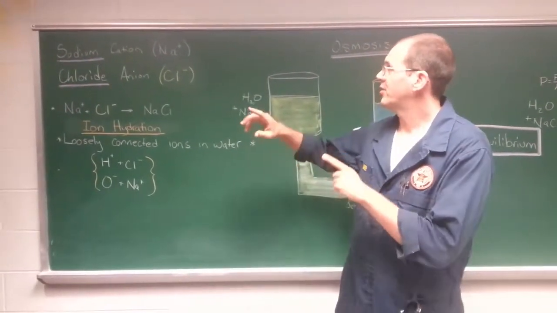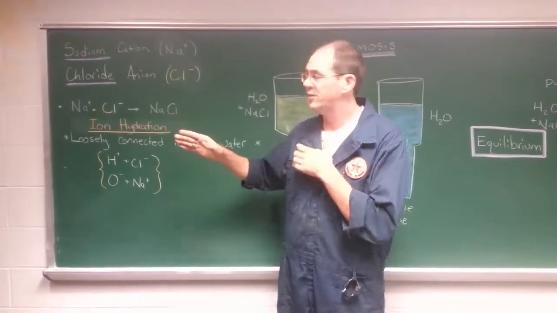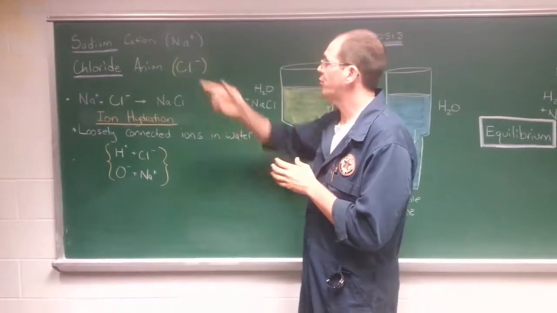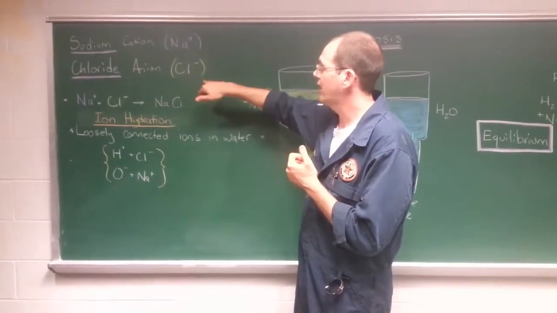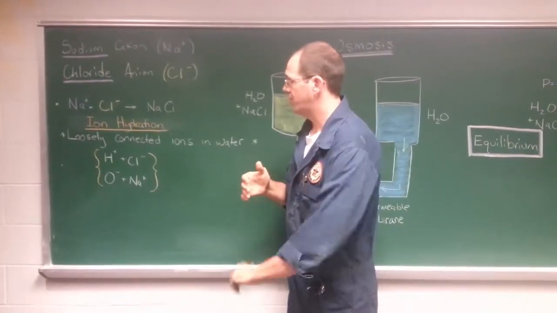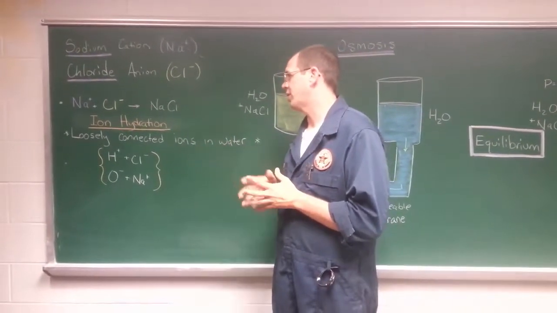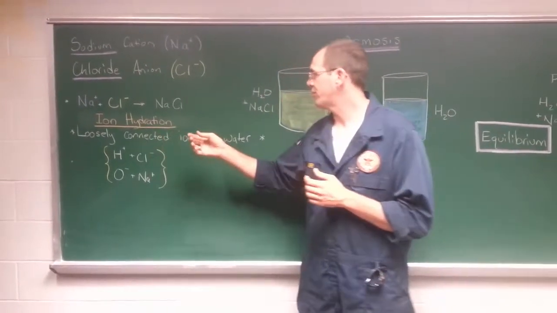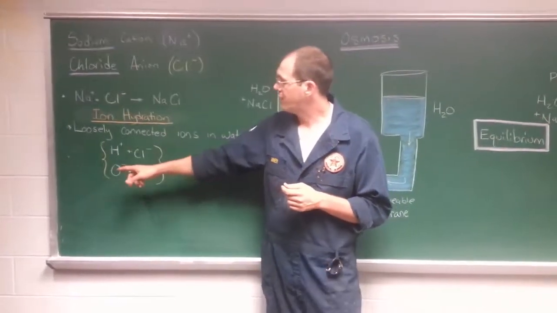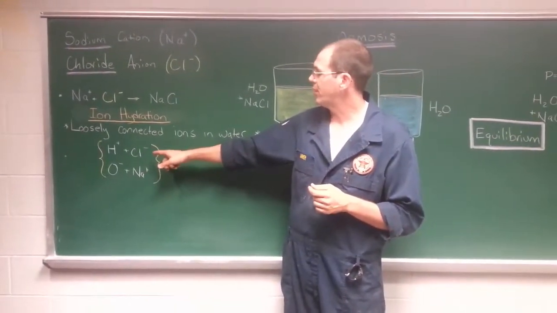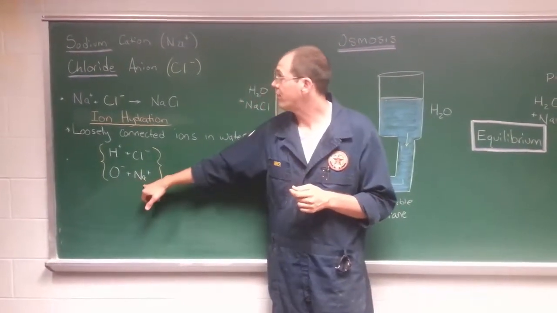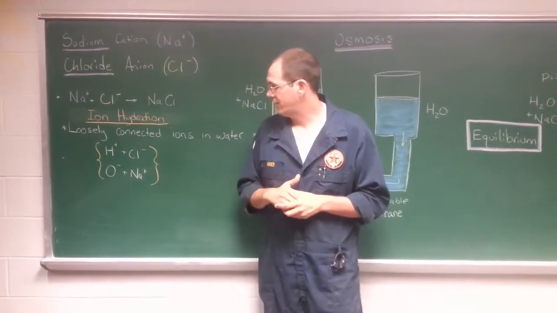So we start with talking about sodium and chloride, which together form the commonly known name of table salt. Sodium is a cation and chloride is an anion. When they combine with water, there's a process going on within the water that we call ion hydration, which essentially just means that there are loosely connected ions within the water. The hydrogen, being the cation, then works to loosen up and free up the chloride anion, as is the case of oxygen with the sodium cation.